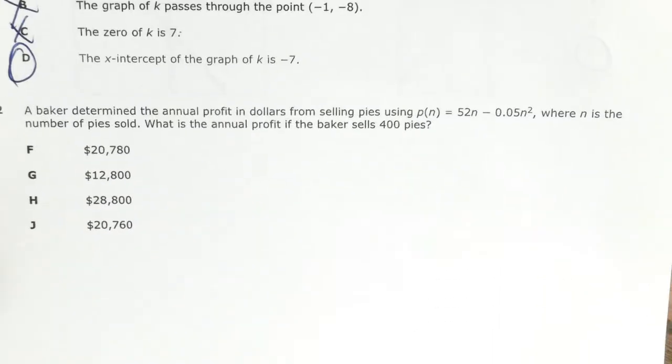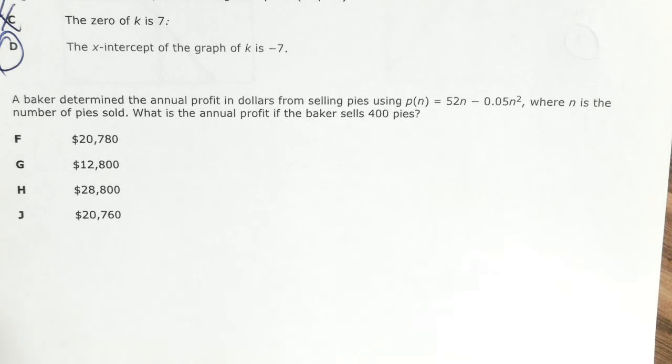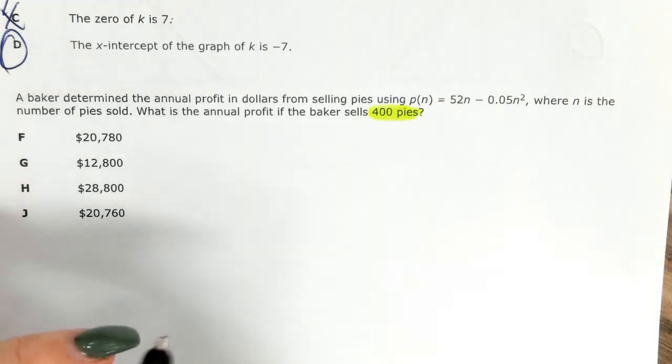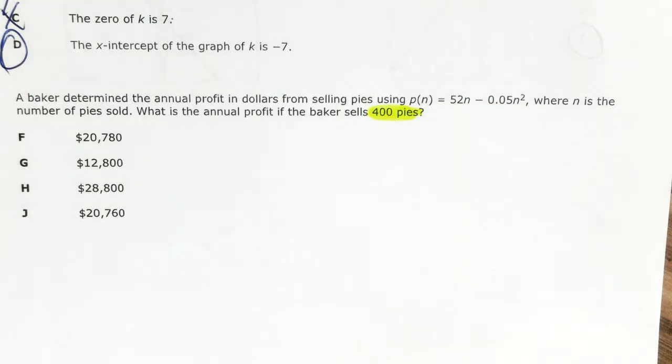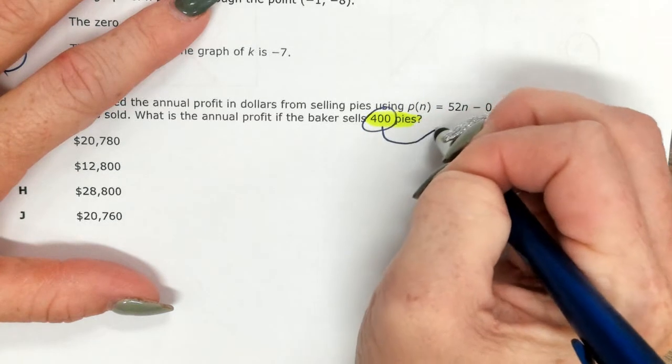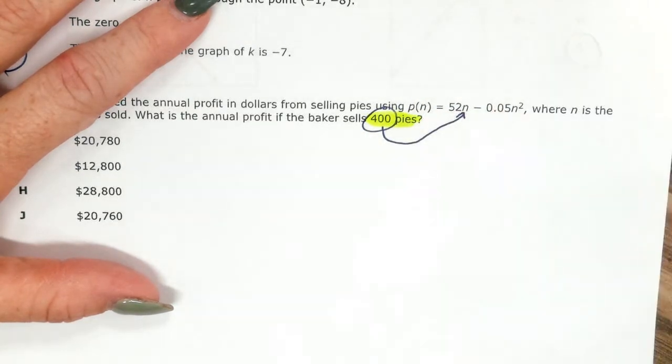Number 12. A baker determined that the annual profit in dollars from selling pies using this equation, where n is the number of pies sold. What is the annual profit if the baker sells 400 pies? So what should I have done? Plug in 400 for just that n?